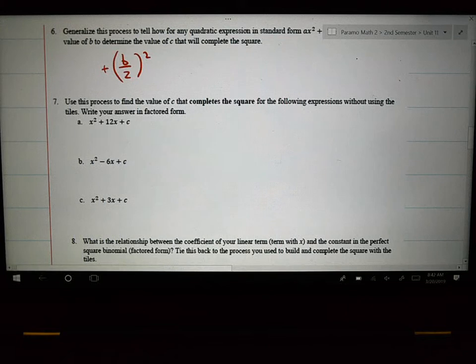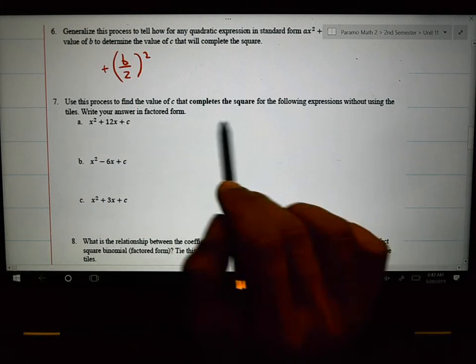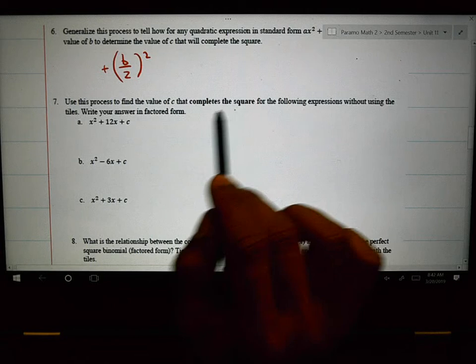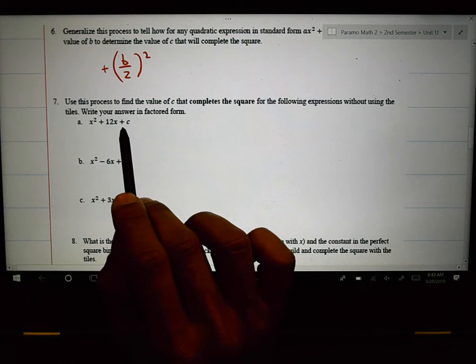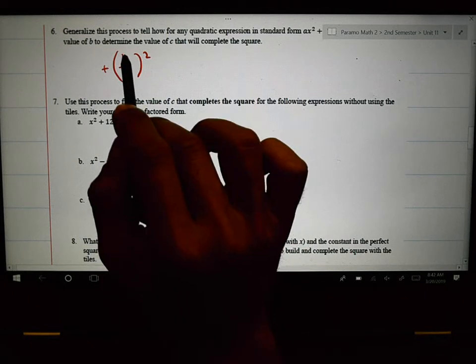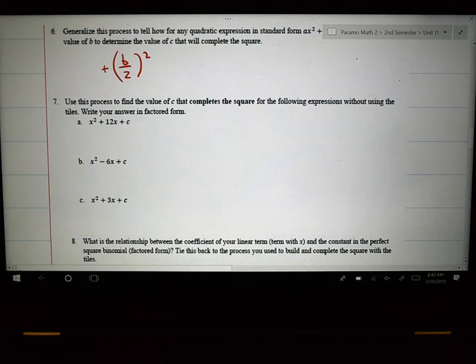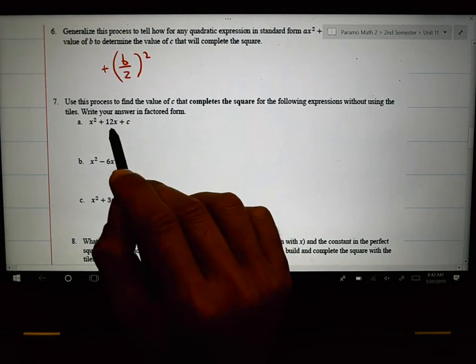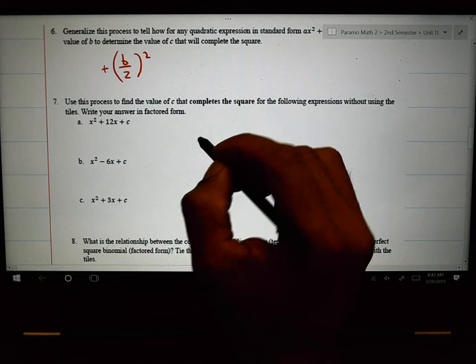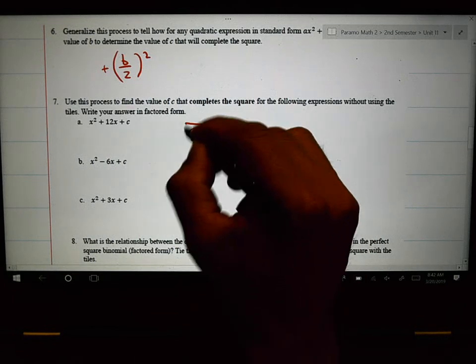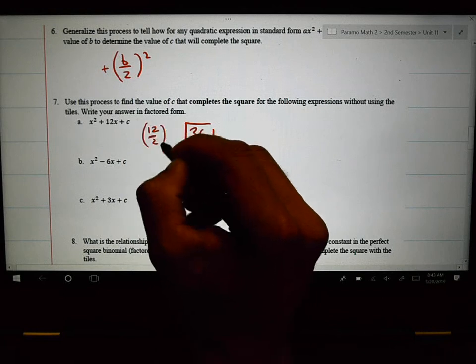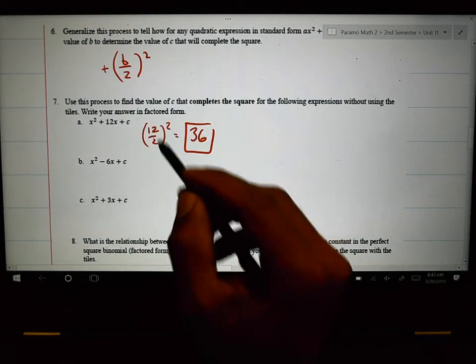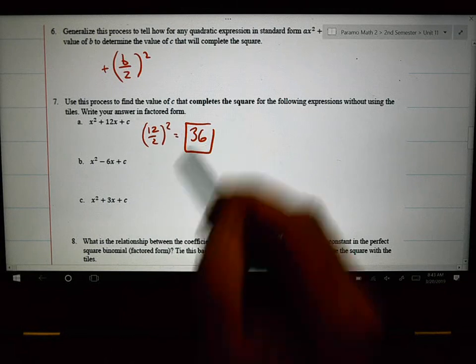And then they ask you, find the value of c that completes this square. If you know that your b value is 12, do you know what the c is going to be that's going to complete the square? You can either use this formula or you can use the pattern you used before because it's the same thing. What's c going to be if you know? If you said 36, you are correct, but I'm going to show my work right here. You take the 12, you divide it by 2, and you square it. 12 divided by 2 is 6. 6 squared is 36.